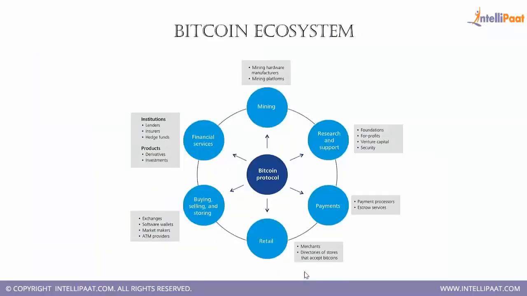So the Bitcoin ecosystem includes Bitcoin hardware manufacturers and mining platforms. We have research and support, foundations, for-profits, venture capital, and security, which is ongoing. Then we have payment processors and escrow services. We have retail merchant directories of stores that accept Bitcoins. Then we have buying, selling and storing of Bitcoins. And financial services which help in investing in Bitcoins and tell you when to get into the market and when to come out of it.